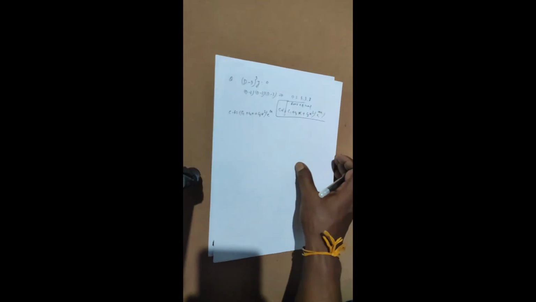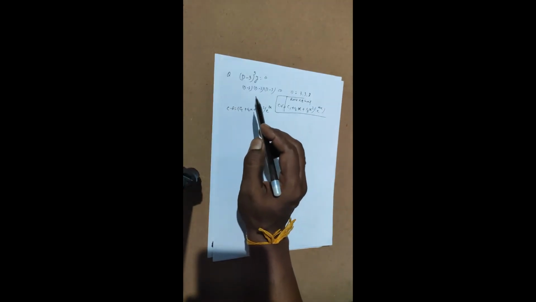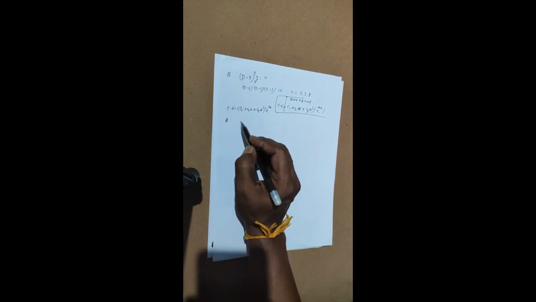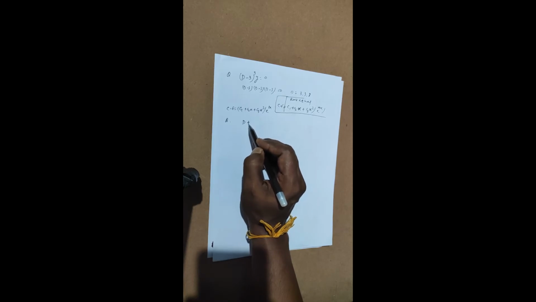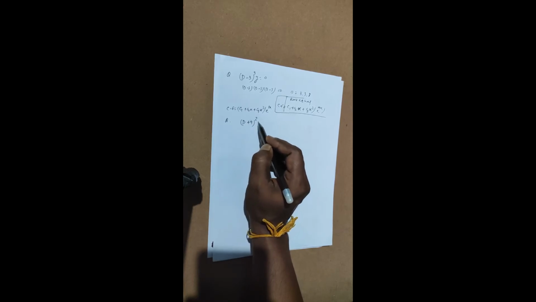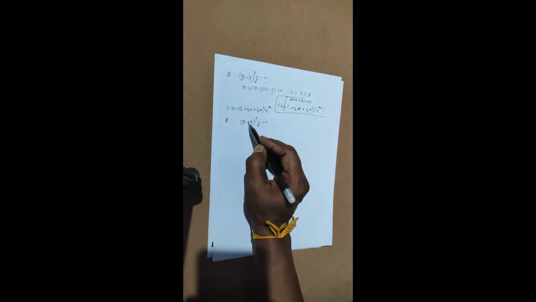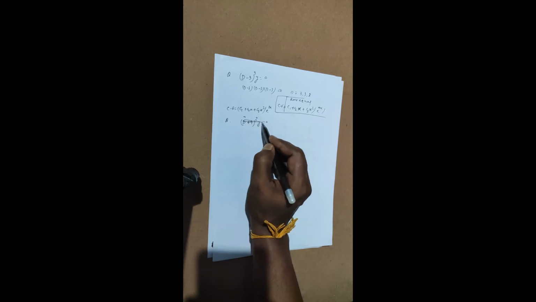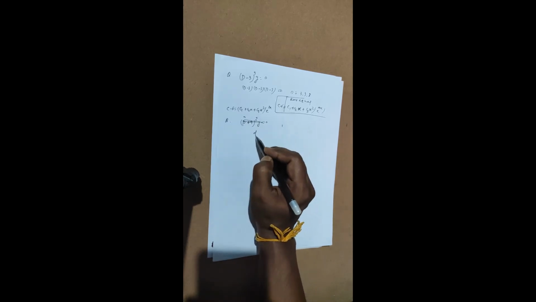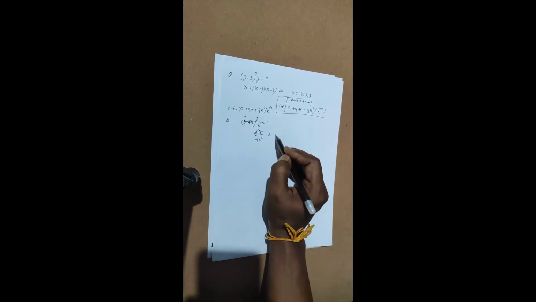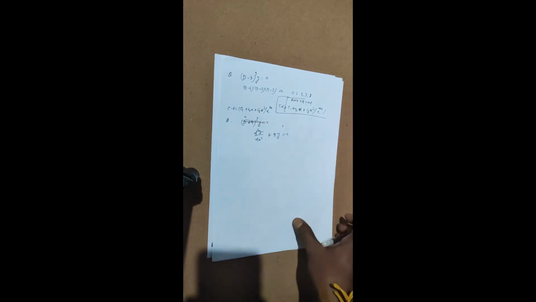The second thing, this is the third rule: if the roots are imaginary. Questions are given to find the complementary function if the roots are imaginary. So (D square plus 9) y is equal to 0. So the question is given as d square y by dx square plus 9y is equal to 0. So find the CF.